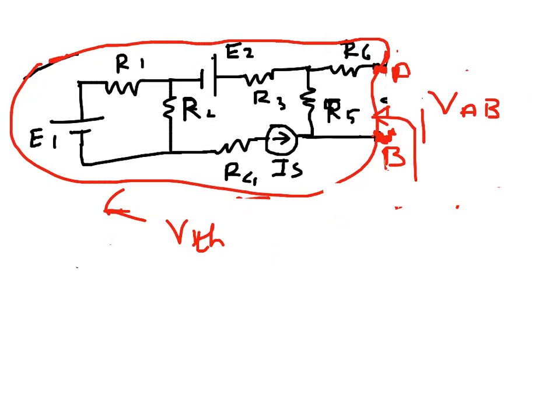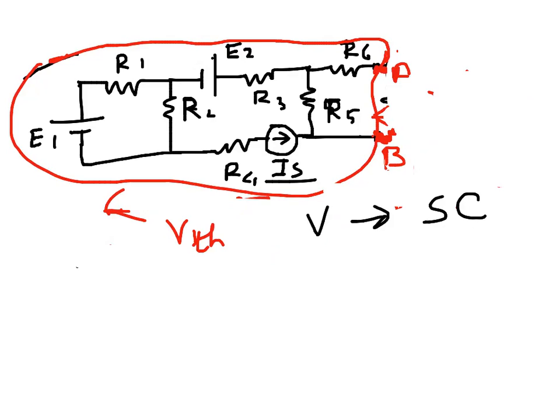And how is the Thevenin's resistance calculated? In order to do that, all the active sources in this part of the network are made inactive. So they are made dead or inactive. That means the voltage sources are made short circuit, and if there is any current source like this one, that will be made open circuit. So basically the circuit will become something like this.